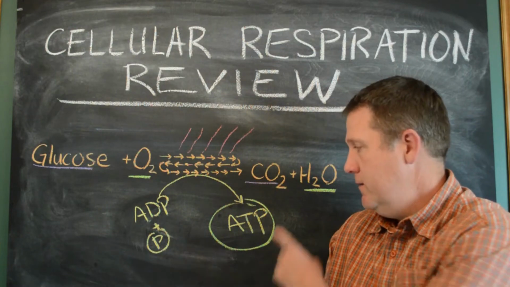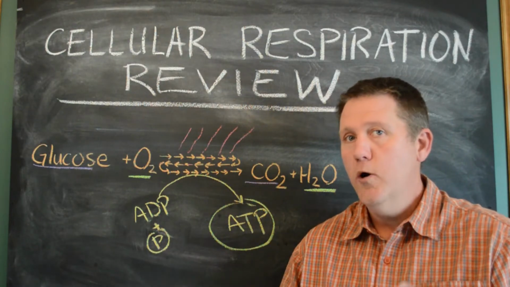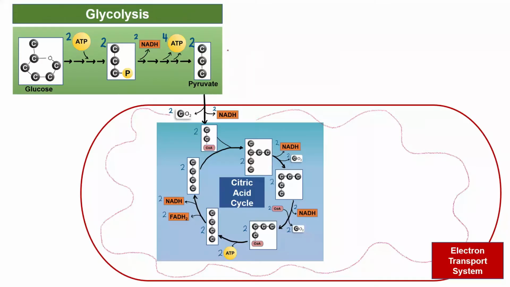Lastly, let's look at the most important part. Where do we get our ATP from? So going back and looking over glycolysis, I'm going to put a couple of ATP in. I got 4 out, so I only got 2 ATP from that process.